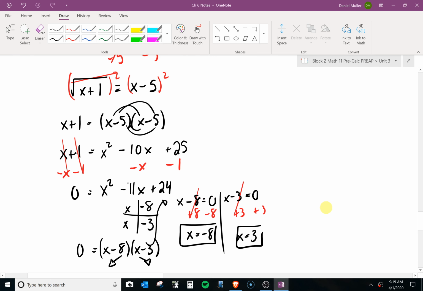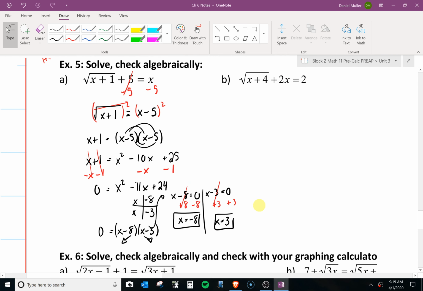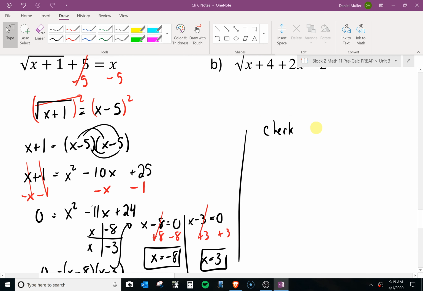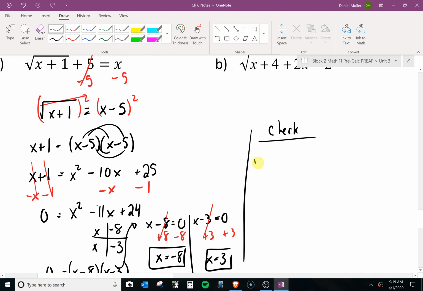Hopefully these both work, but we do have to do a check. So I'll do a check here, and then I will erase it because I'm running out of room. So where's our equation here? There it is. So the square root of x plus 1. Oh, I actually have two checks. So I'll write them down. X equals negative 8. We're going to have to check that one. And x equals 3.